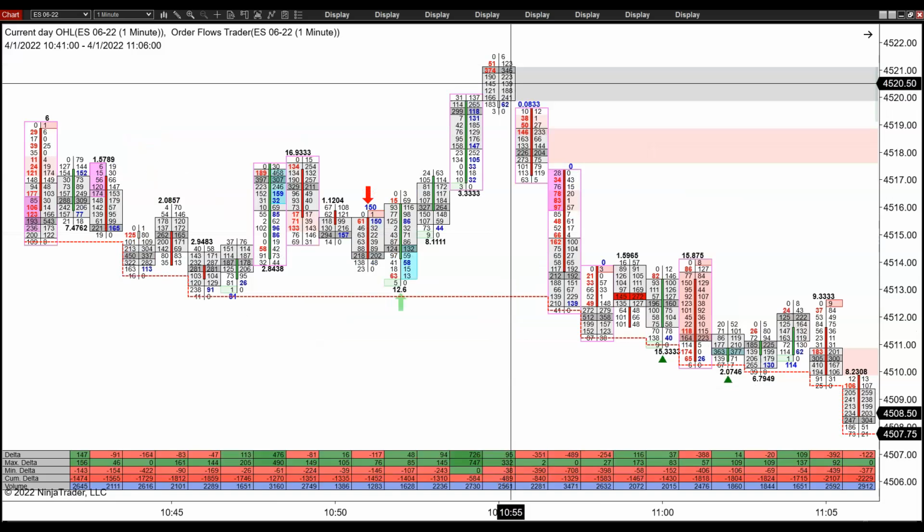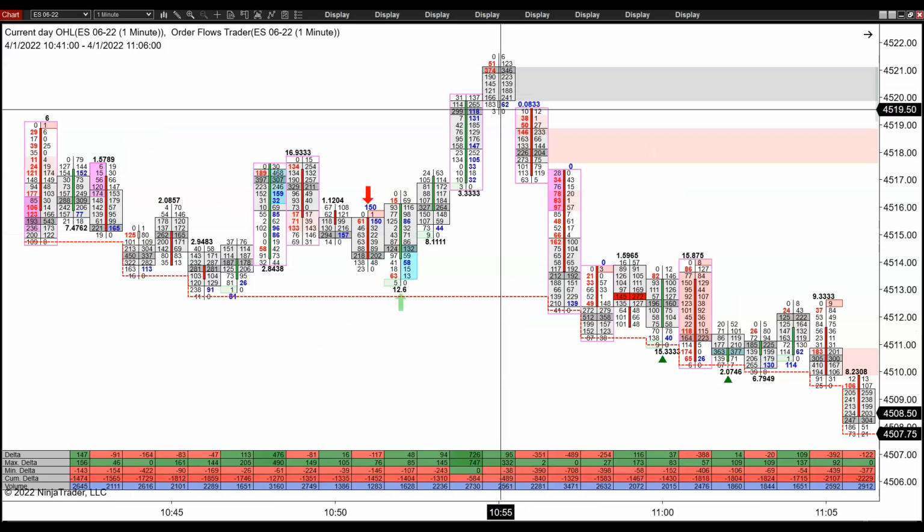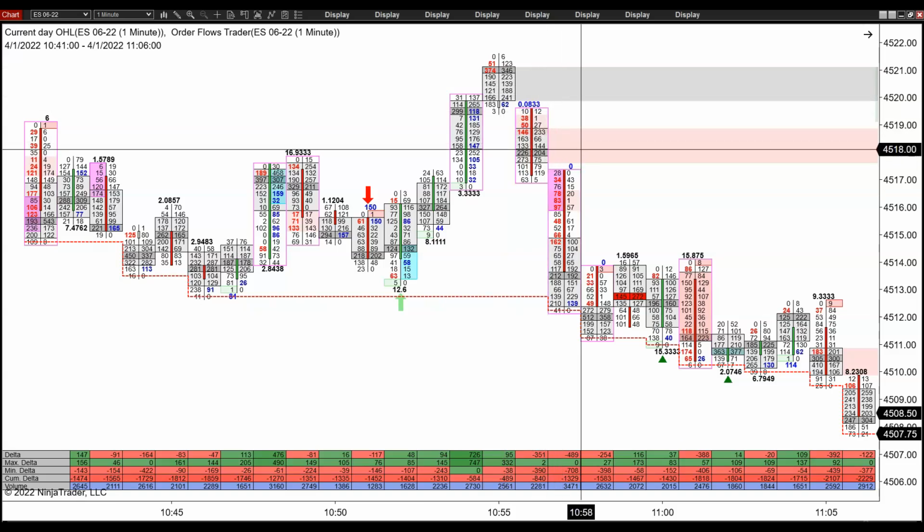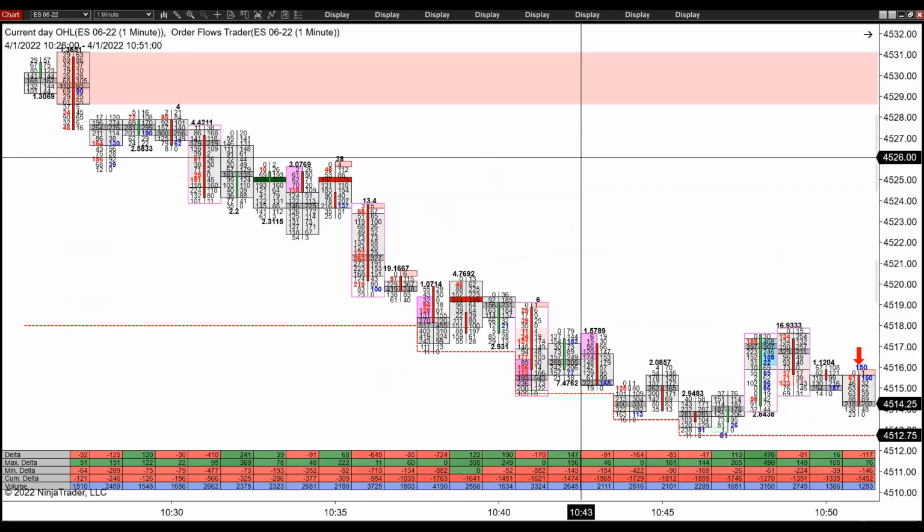Now, this is a doji candle where the bar opened and closed at the same price. That's why it's gray. So if it was bearish, it would be a red color. If it was bullish, it would be a green or a blue.